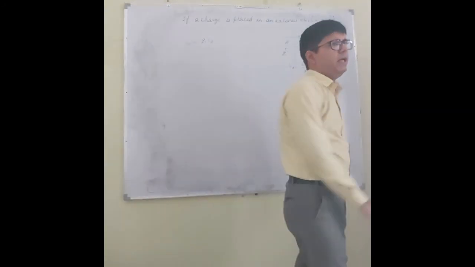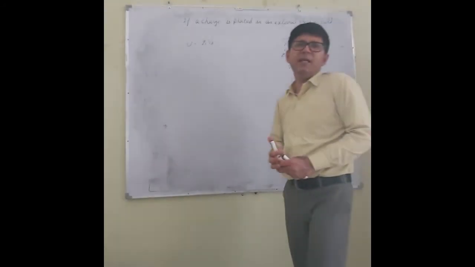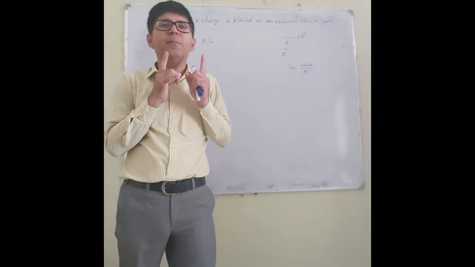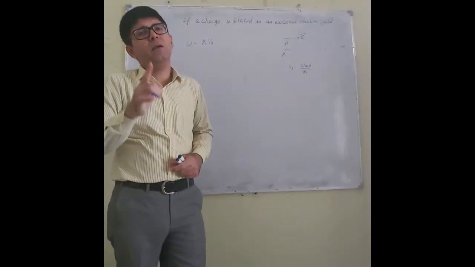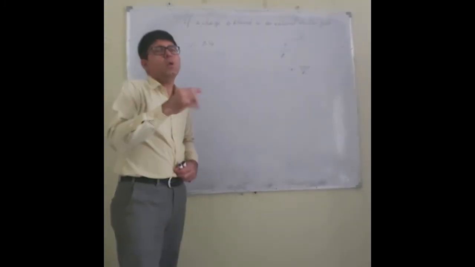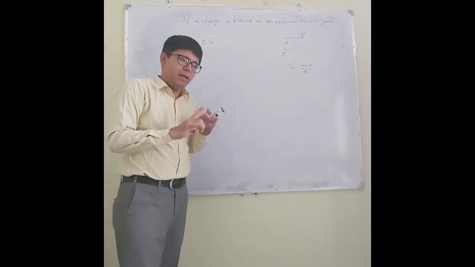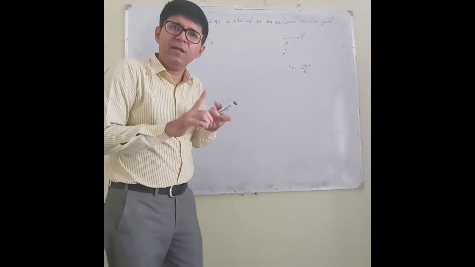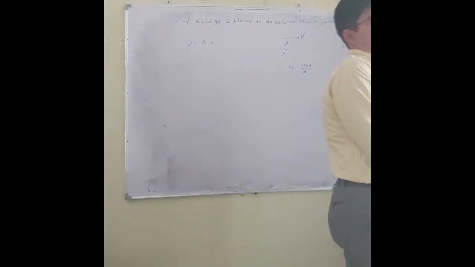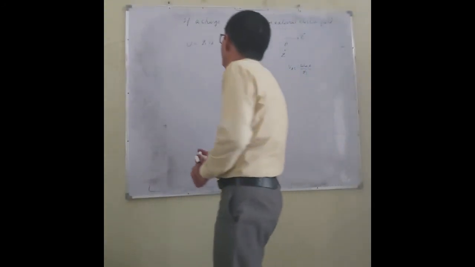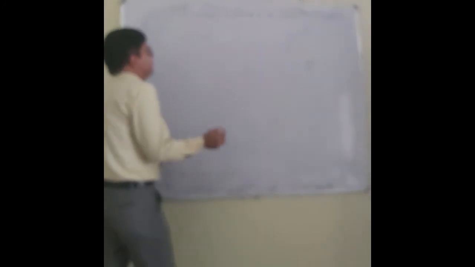You will say, here I have written electric potential. Remember, electric field intensity and electric potential are the two parameters to express an electric field. Electric potential is scalar and electric field intensity is a vector, but both represent the electric field.